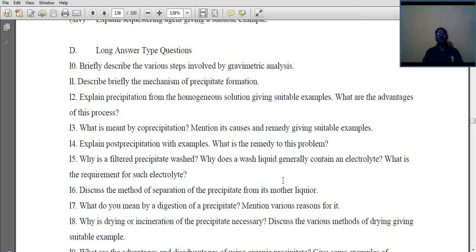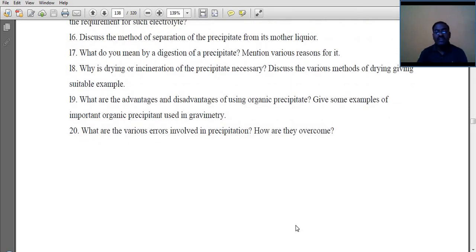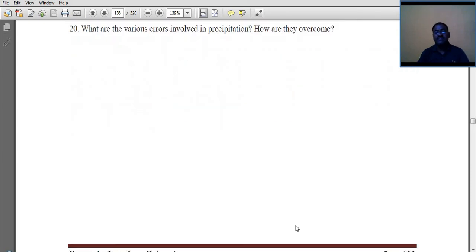In that, the long answer type question is also very important. Here from the long answer type questions: gravimetric analysis, precipitation, advantages and disadvantages of precipitation, co-precipitation and post-precipitation with examples. What is the remedy to this problem? Why is a filtered precipitate washed? Why does a wash liquid generally contain an electrolyte? What is the requirement for such an electrolyte? And separating the precipitate from its mother liquor? And what are the various errors involved in precipitation, etc.